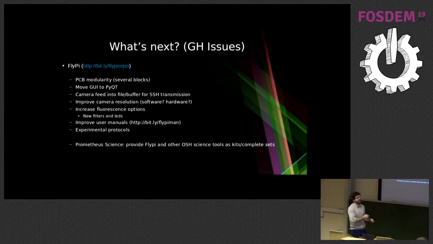Right? We would like to increase the types of fluorescence we can do, so this is all playing around with LEDs and light filters and things like that. Improve the user manual. There is a PDF version, but it's a bit outdated. And we're trying to put everything on something called Wikifab. Has anybody ever heard about it?